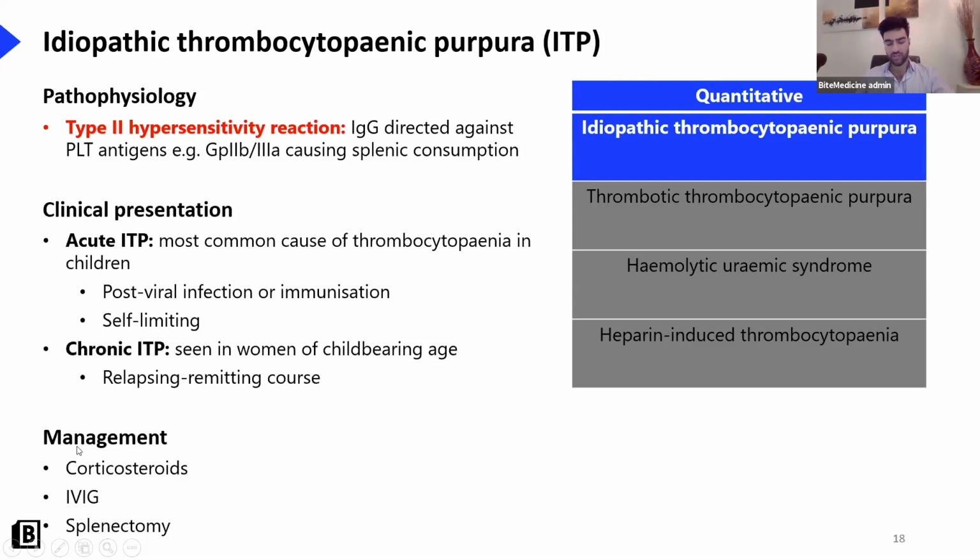The management depends on the severity and whether it's acute or chronic, but basically steroids, IVIG, and splenectomy can all be used to manage this condition. You don't really need to know about the management of any of these conditions, I'd say, but just know the basic principles.